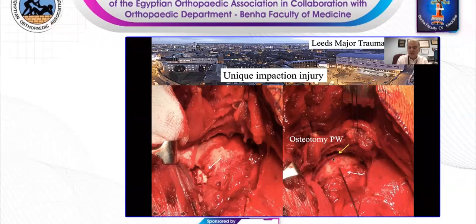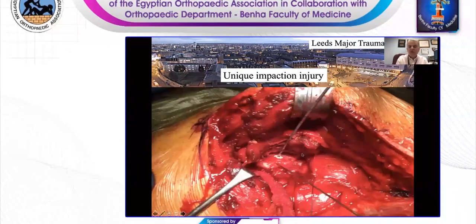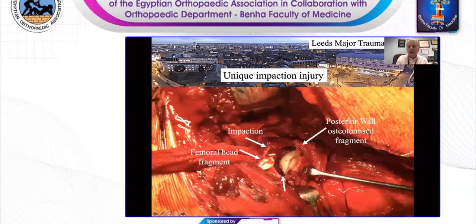You can see here my marking of the osteotomy and the K-wire at the center of the posterior wall fragment, so that I will osteotomize the posterior wall exactly where I want to get access to the injury inside the socket. So multiple drill holes, as you can see here. And then you can see here the osteotomized posterior wall fragment elevated.